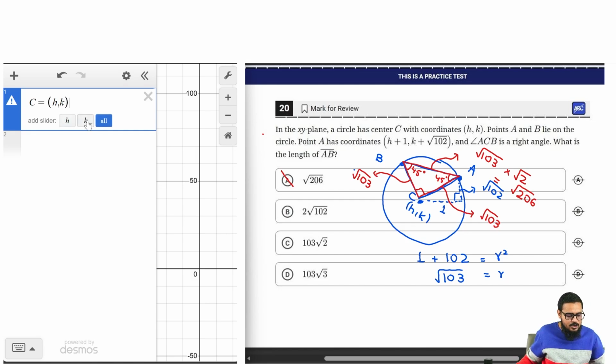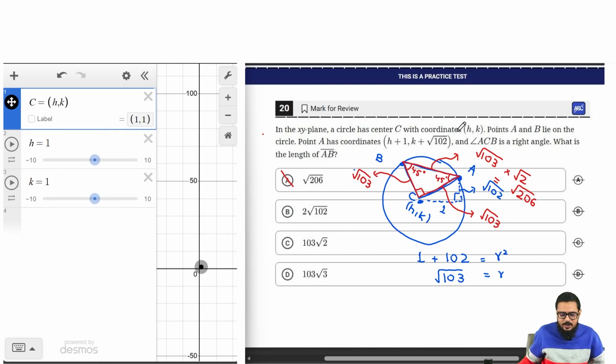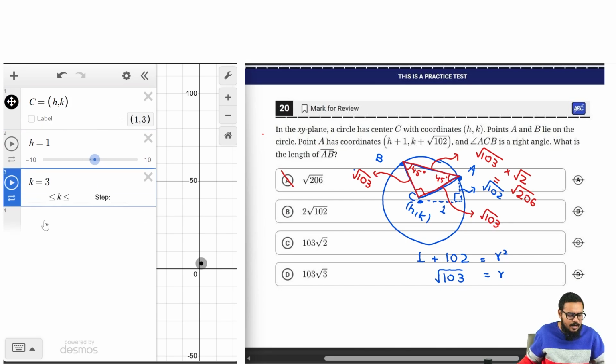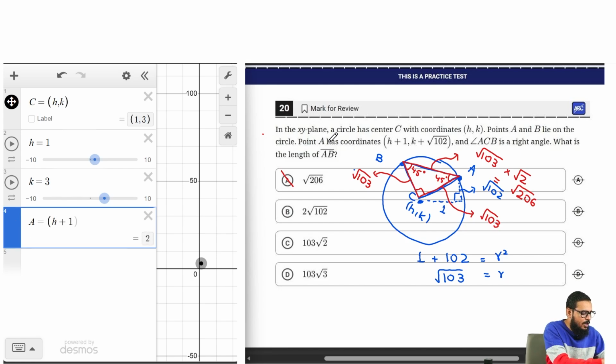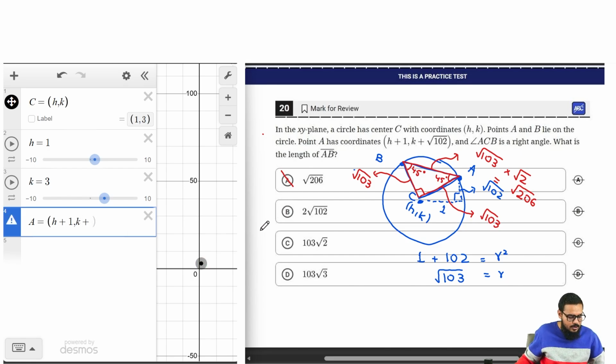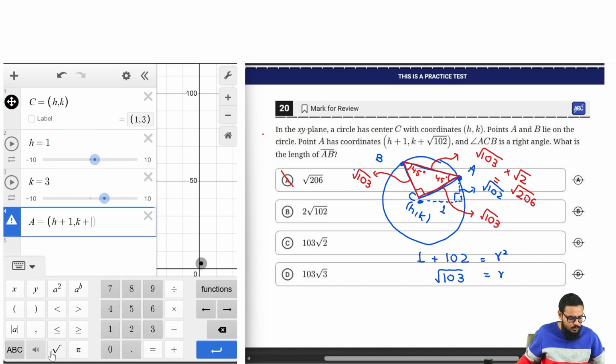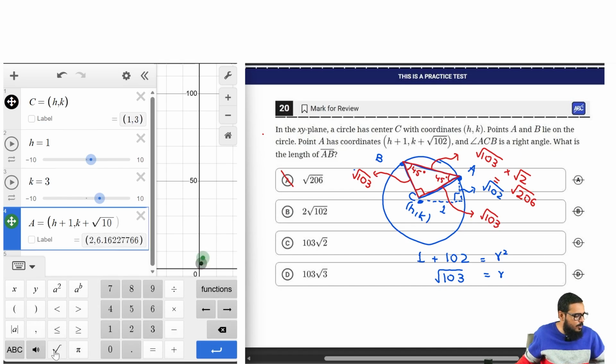For example, you can just assume H and K as some random numbers because they're literally constants involved in the question. So H is equal to 1, let's just put K is equal to 3, any random number you're comfortable with. And then you have one more point, A. Point A is equal to, let's write this in caps, H plus 1, K plus under root 102. So I'm going to start with H plus 1 and then K plus under root 102, extracting the root symbol from here, under root 102.